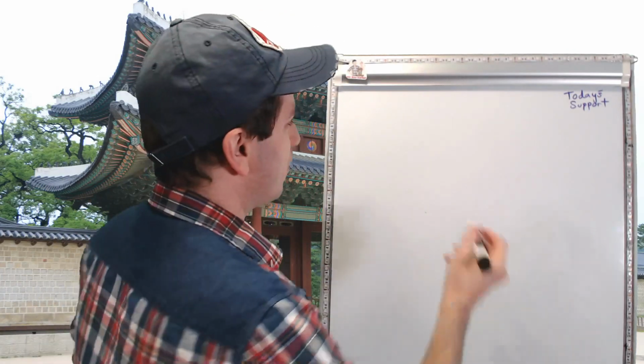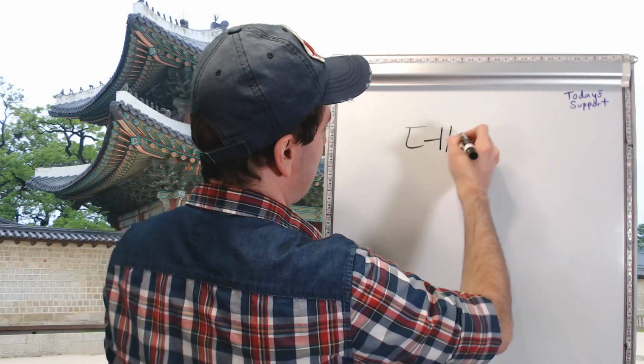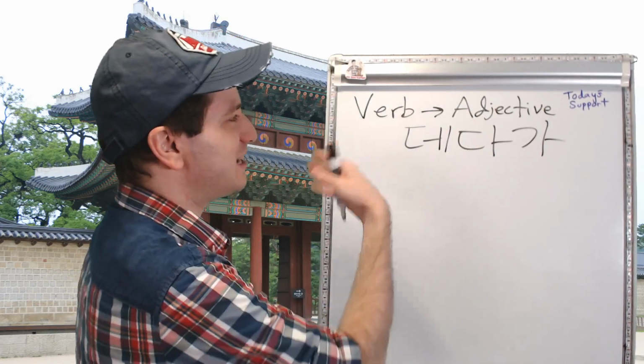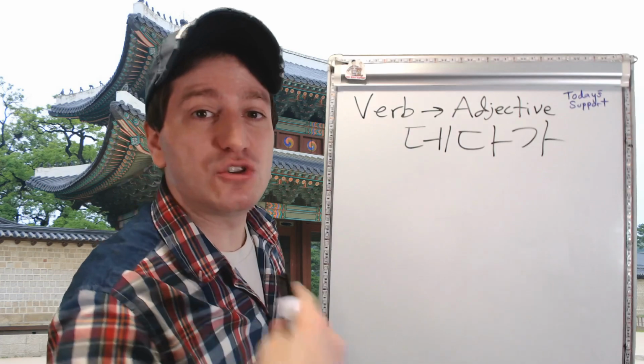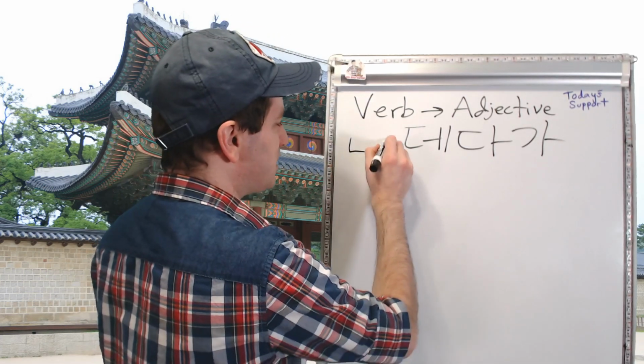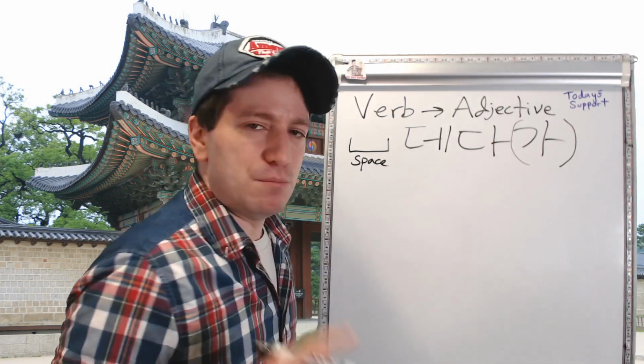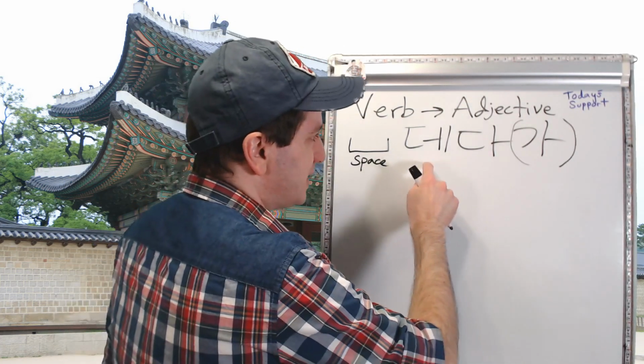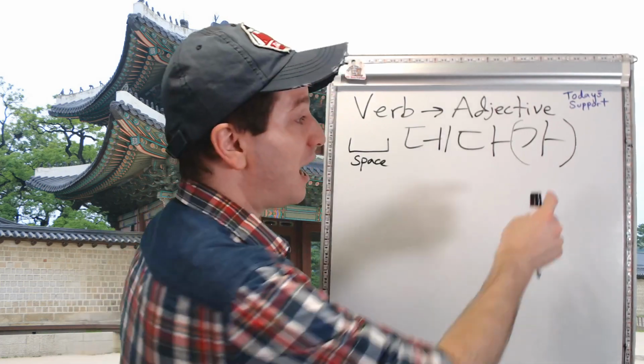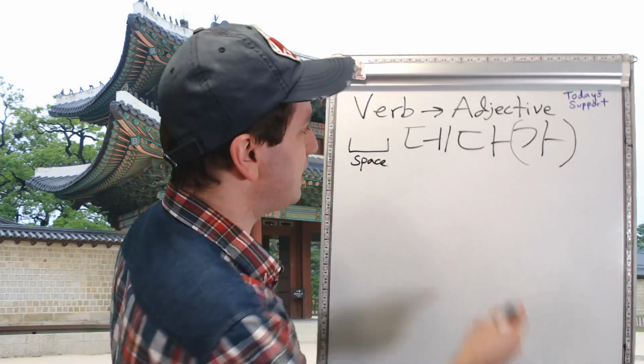The topic we're going to be learning today is an intermediate grammar form, and it is 는 데다가. So the way you make it is you take a verb and you conjugate it into an adjective, and then you add a space here, and then 데다가. Most of the time you'll see it with 데다가, but 가 is optional. So you could also see 데다.